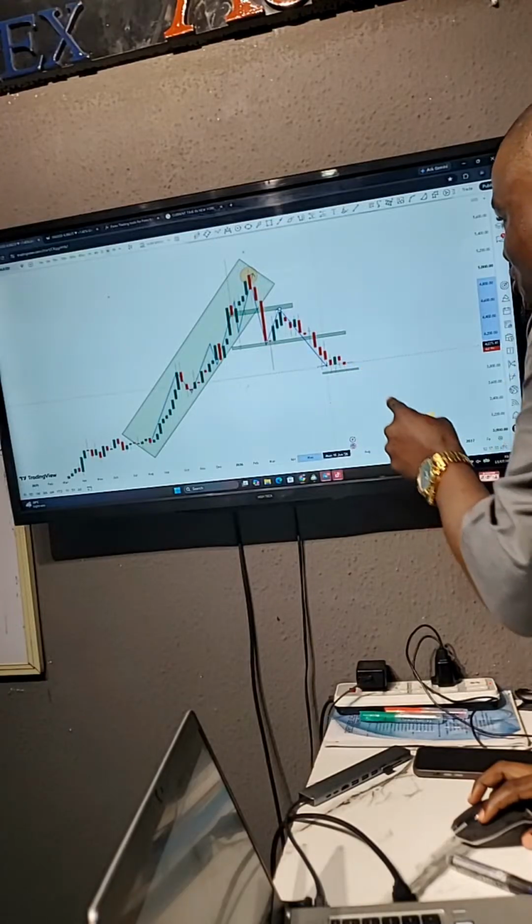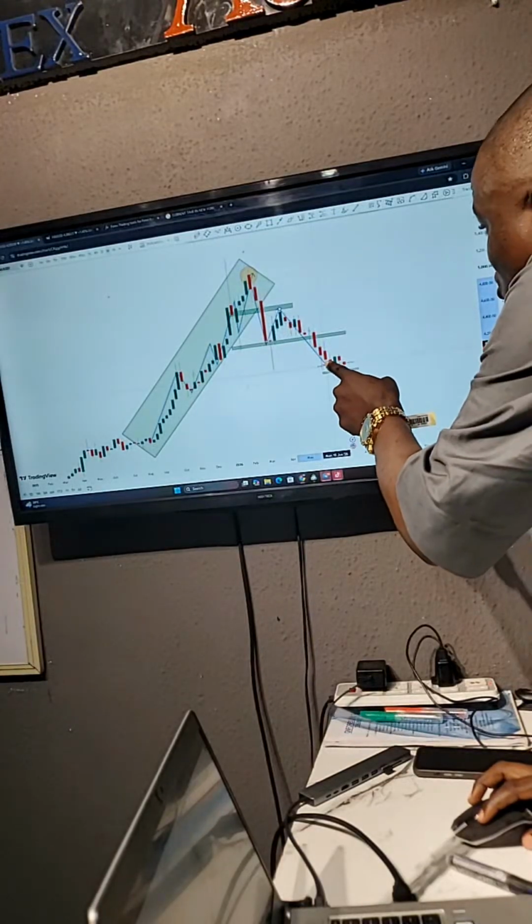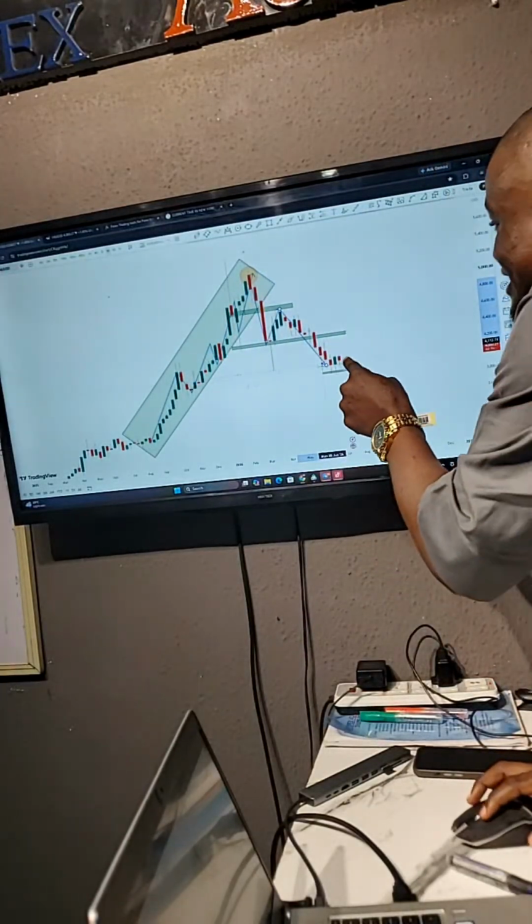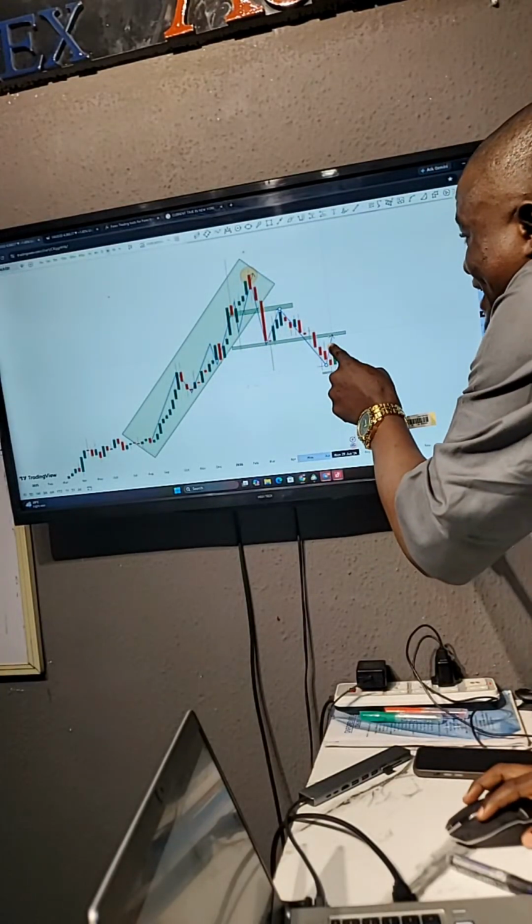The market comes down and forms support here. Now, whenever you see the market form support here, remember the market structure must always play out, which is that it needs to pull back again to the same place.